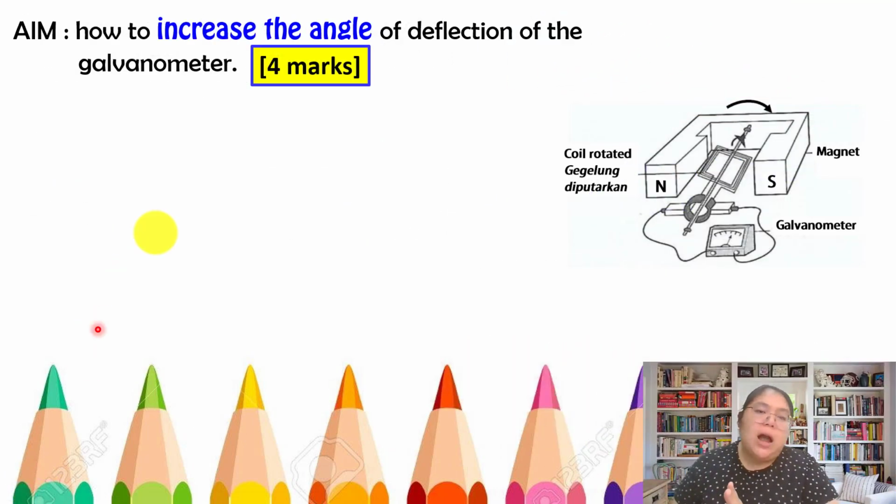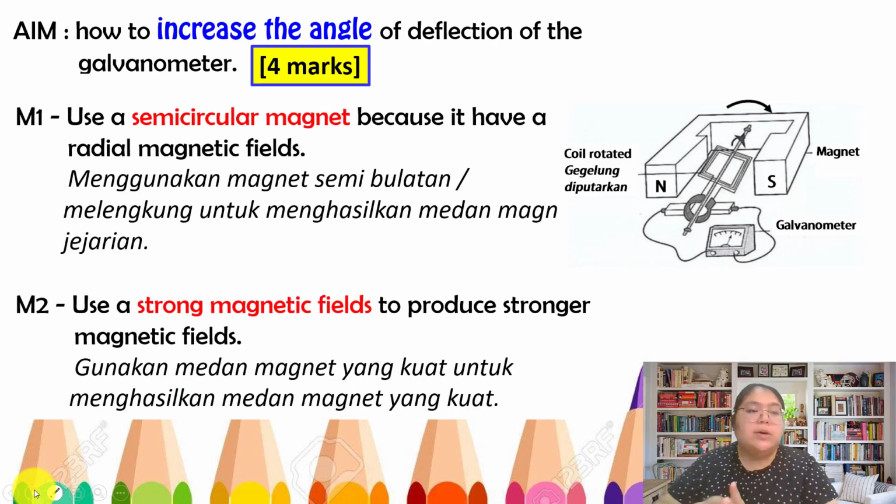Okay, 4 marks, how to increase the angle of deflection of the galvanometer. Before I explain the answer, this one we're using Fleming's right hand. Agree? Fleming's right hand. You see there's a magnet located there. So which one do you want to change? You want to change the current. You want to make the current become higher. Sure, the magnet must be strong.